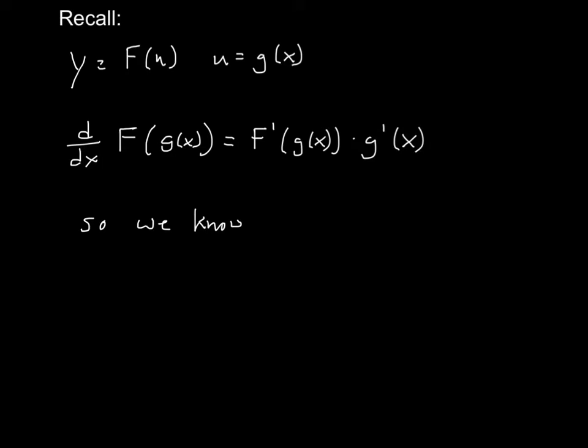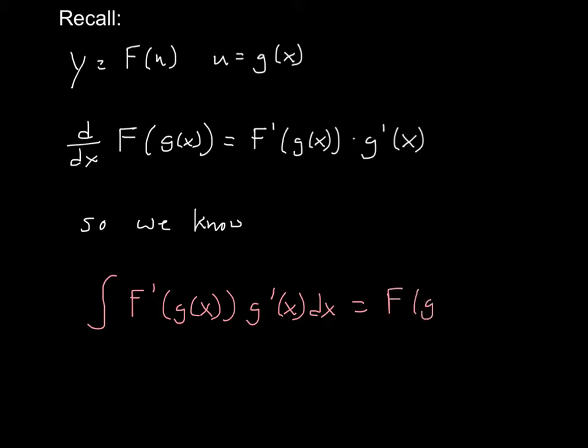And because of that, I know that if I was to take the integral of f prime of g of x times g prime of x dx, the result, because I'm finding an antiderivative, would be f of g of x plus c. That is what we're going to be working with today. We're going to be dealing with functions that are written in this form, and we want to be able to find that antiderivative.